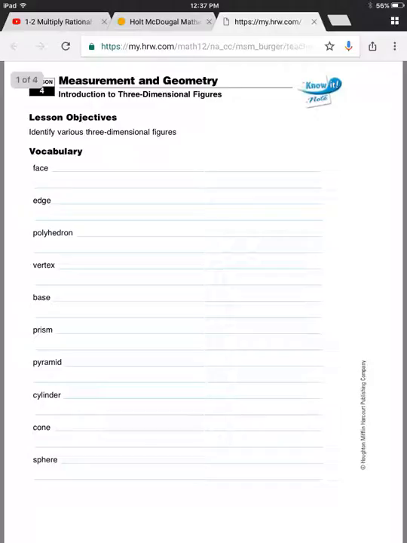A prism is a polyhedron that has two parallel congruent polygon-shaped bases and other faces that are all parallelograms. A pyramid is a polyhedron with one polygon base and triangle faces that all meet at a common vertex. A cylinder is a three-dimensional figure that has two parallel congruent circular bases connected by a curved lateral surface. A cone is a three-dimensional figure with one vertex and one circular base. And a sphere, I like that word, sphere, is a three-dimensional figure made up of all the points that are the same distance from a given point.